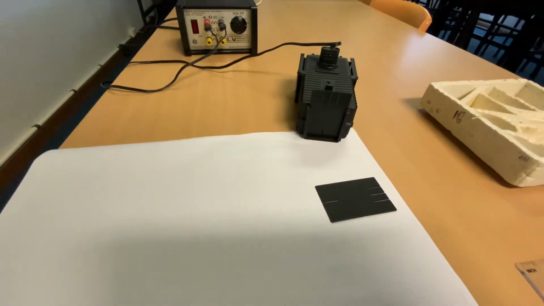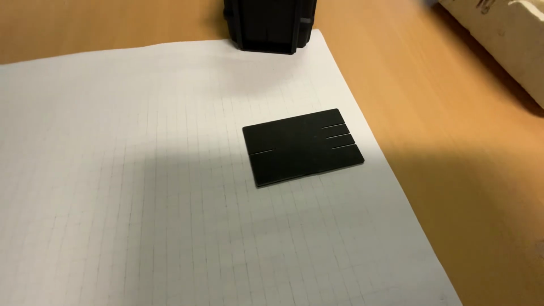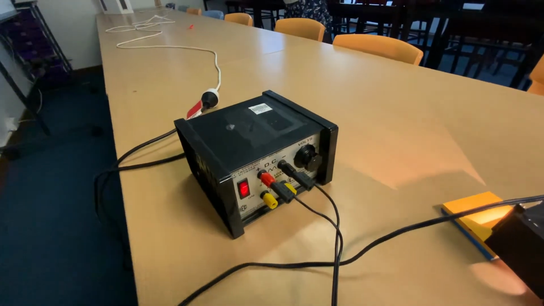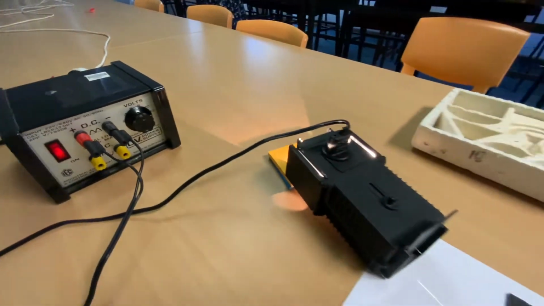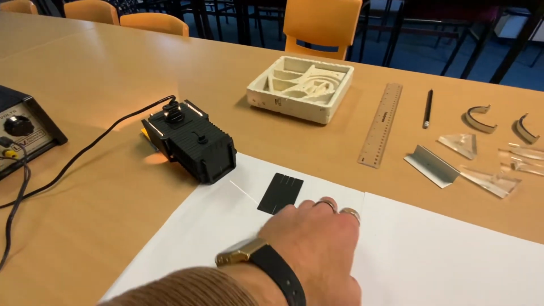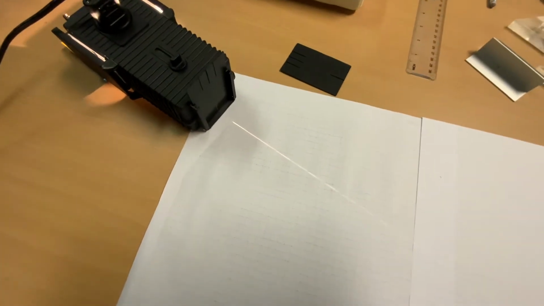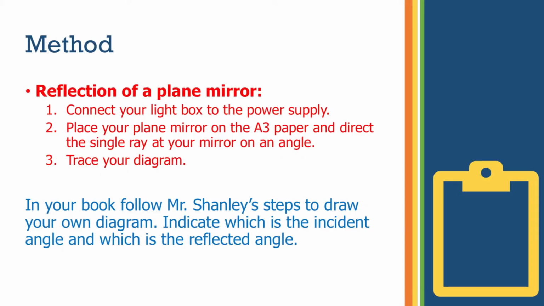Here we have the power supply and the ray box, which emits the light, and a slit. When I turn on the ray box it will emit light, and we can focus that light by using one of our ray slits. The first part of our prac will be looking at the reflection on a plane mirror. Pause now to write down your method.